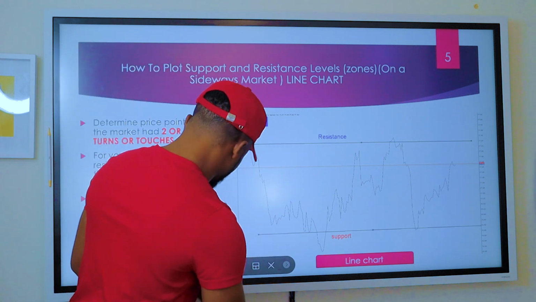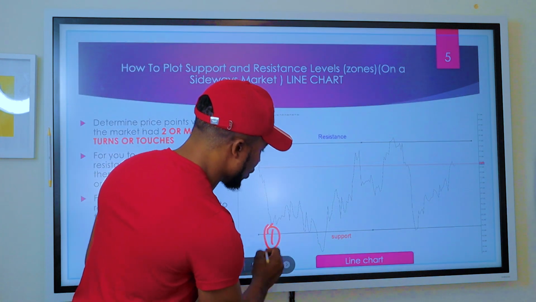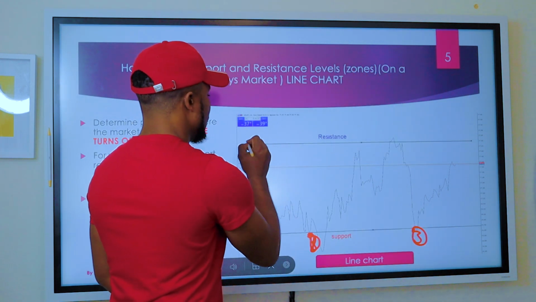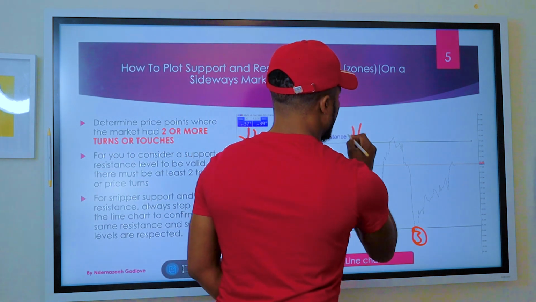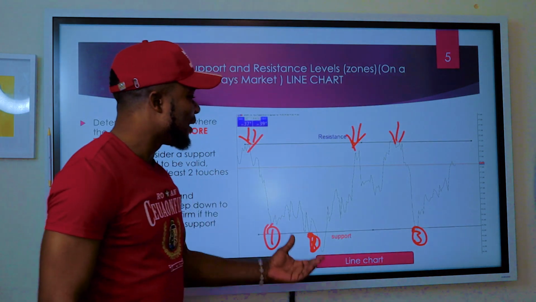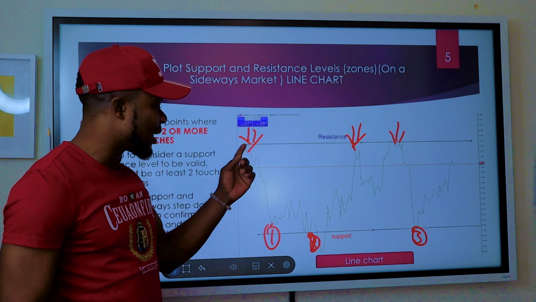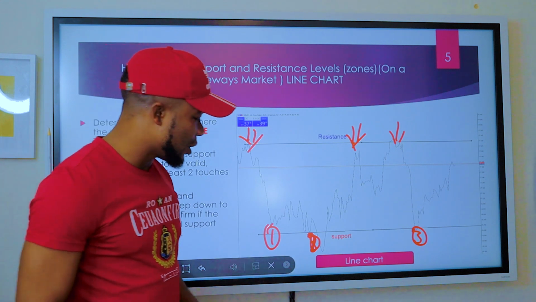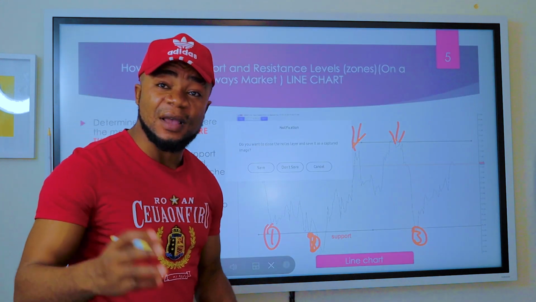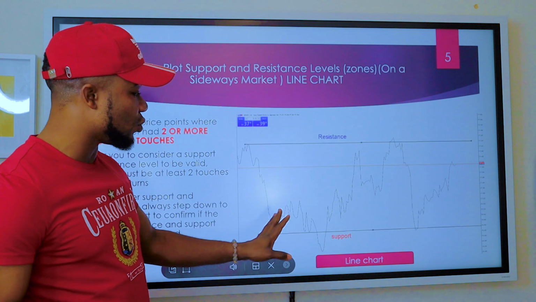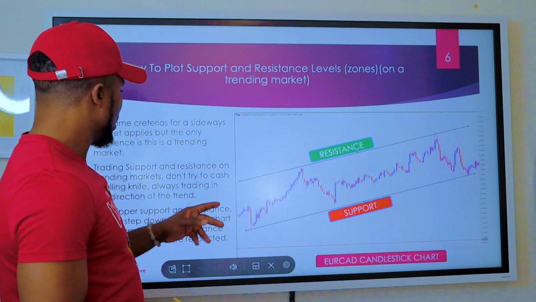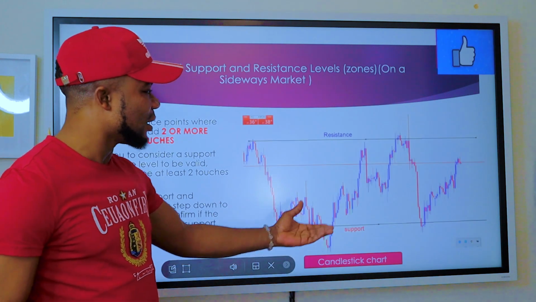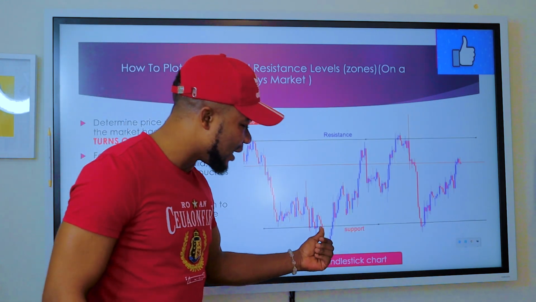This was a touch. You can see this was a touch here. This was a touch here. This was a touch. So you can see the same support and resistance levels are respected on a line chart, because this is a typical line chart. And how do you do this? Let's go on a live MT5 chart so that I'll be able to show you how you can do this. Because the same chart that we just saw, you see the same chart with the candlestick pattern. With the candlestick pattern, it respected the same level.